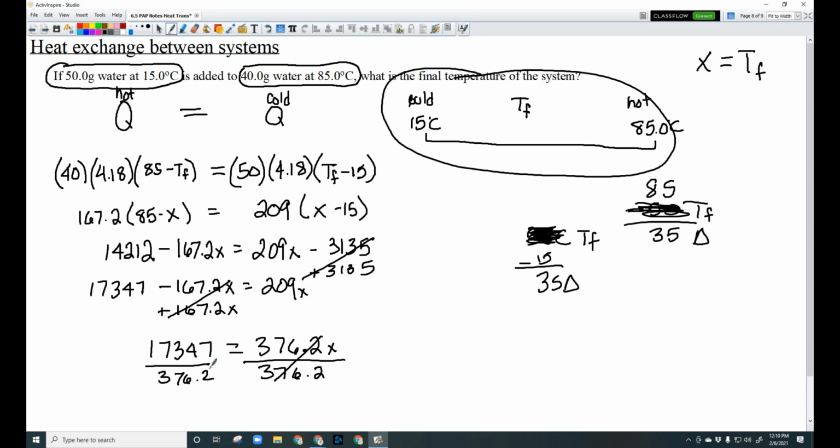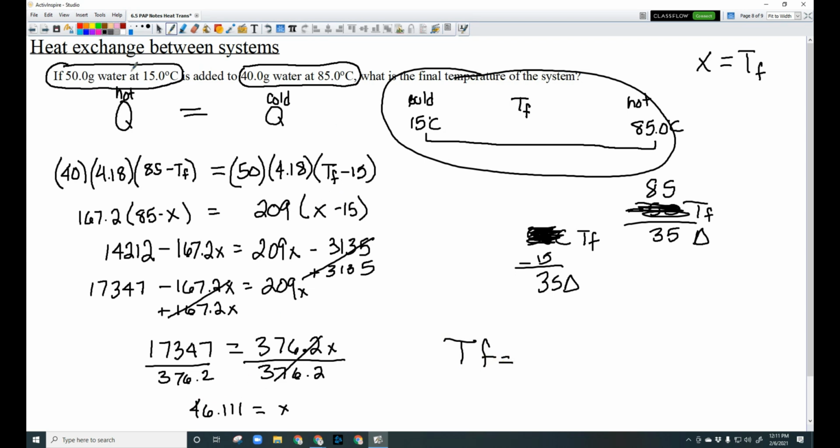So my 17,347 divided by 376.2, that's going to give me 46.111 is equal to x. All right. So remember, x is our final temperature. So our final temperature of this system is this number.